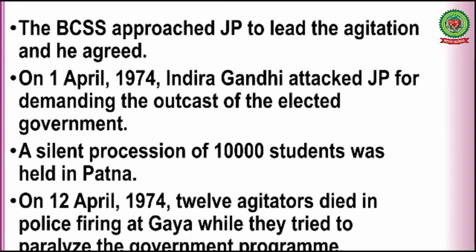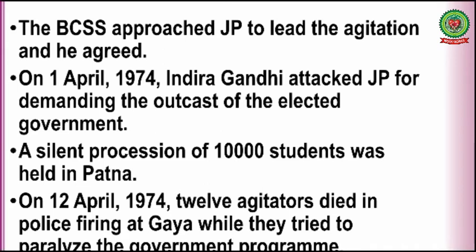On 1 April 1974, Indira Gandhi attacked JP for demanding the ouster of the elected government. A silent procession of 10,000 students was held in Patna. On 12 April 1974, 12 agitators died in police firing at Gaya while they tried to paralyze the government program.